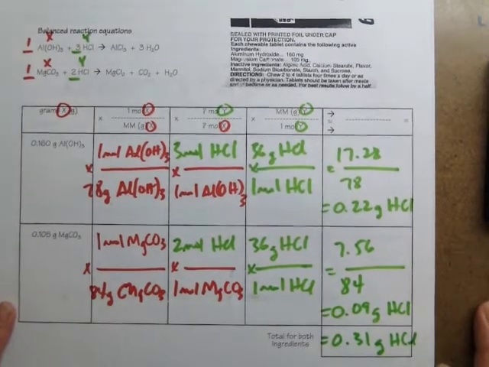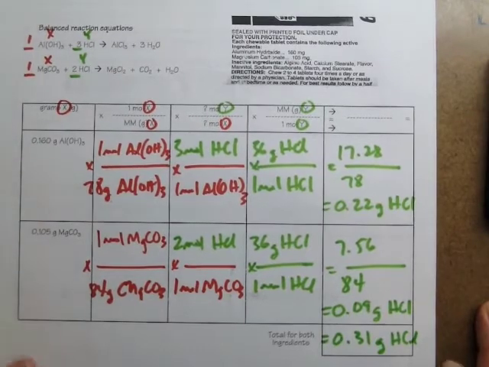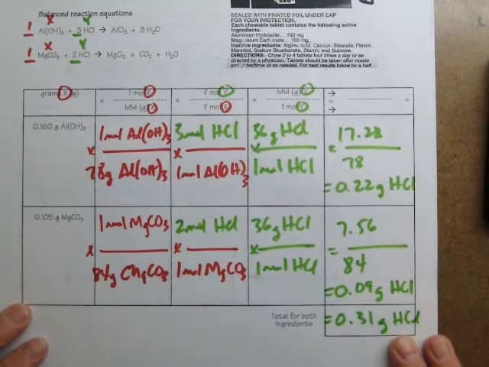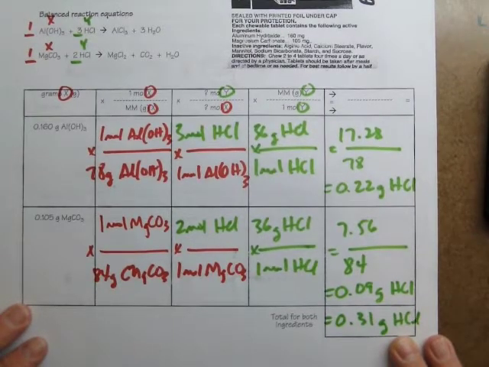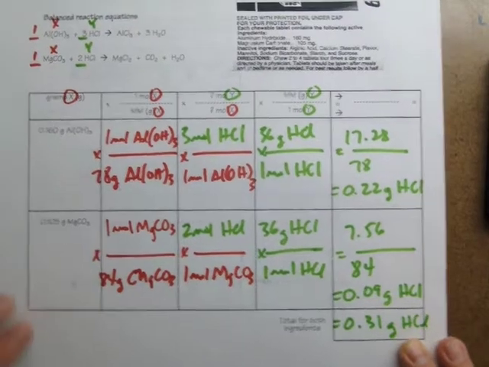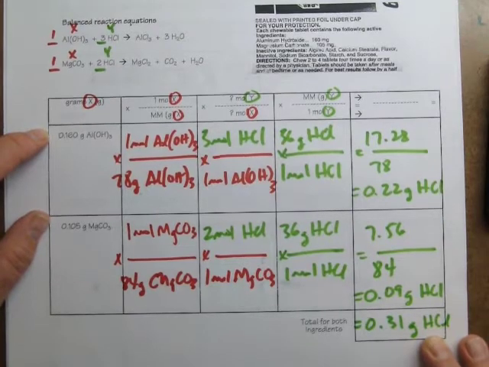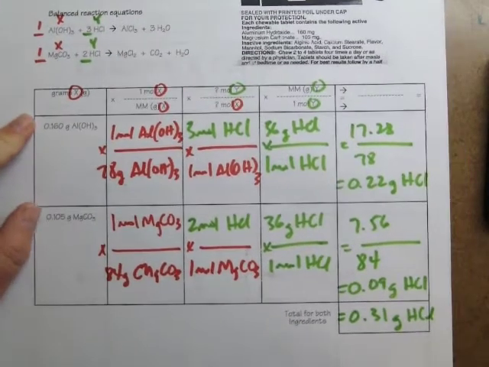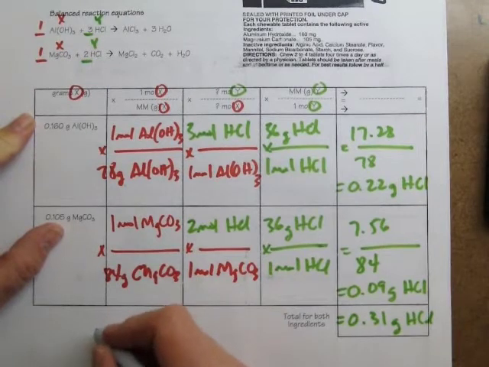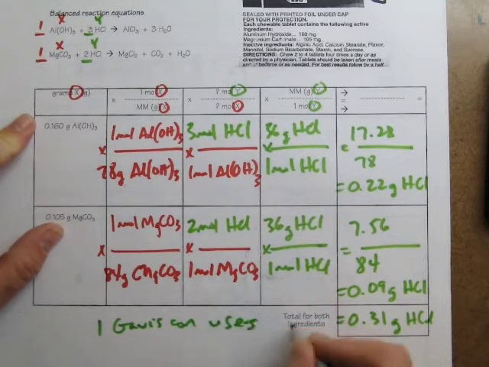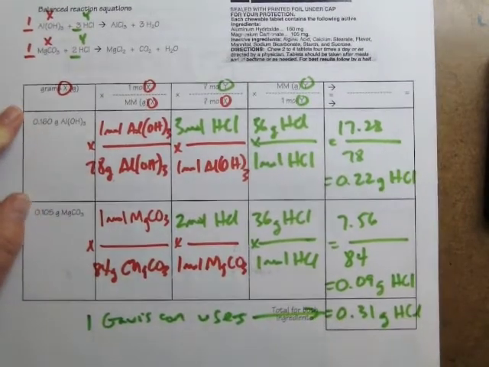Now that's less than what we calculated for the Tums. So maybe this one isn't going to be as effective as Tums. But not all chemical reactions go as far as it looks like on paper. If the reaction is not complete, or if the amount of the materials aren't actually what they say they are in the tablets, then we might get a different result. So 1 Gaviscon uses that much hydrochloric acid.